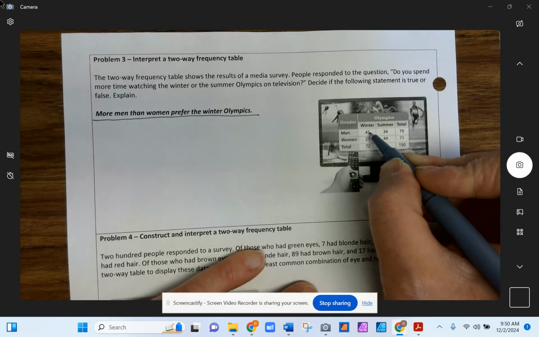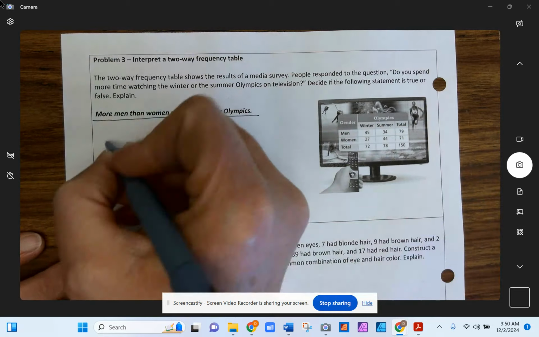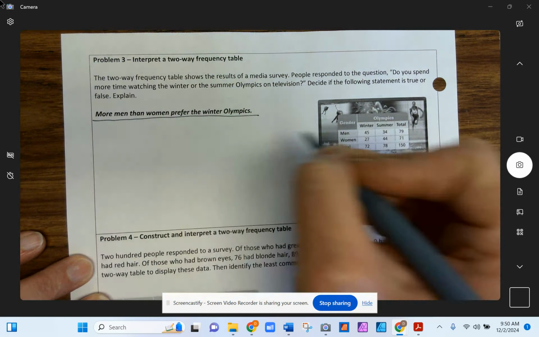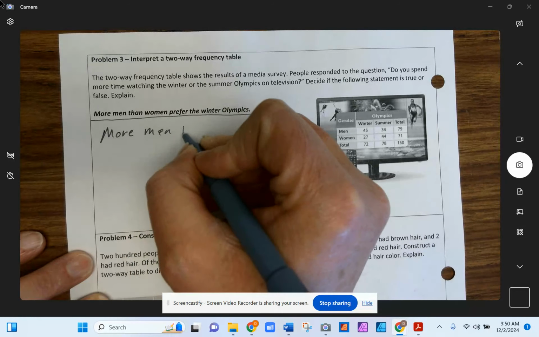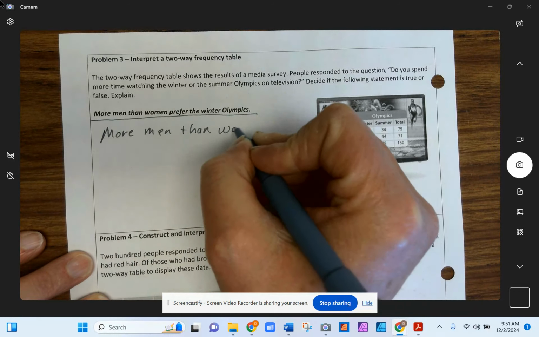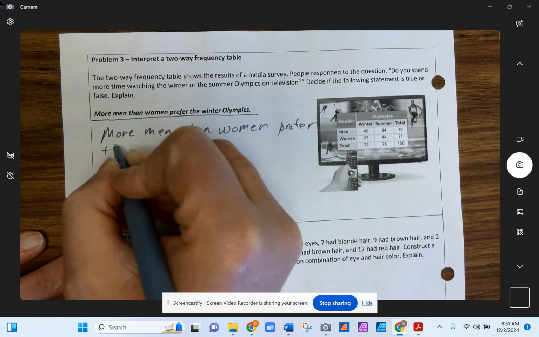And if we take a look here, we would say that 45 men to 27 women prefer the Winter Olympics. So more men than women prefer the Winter Olympics, right?